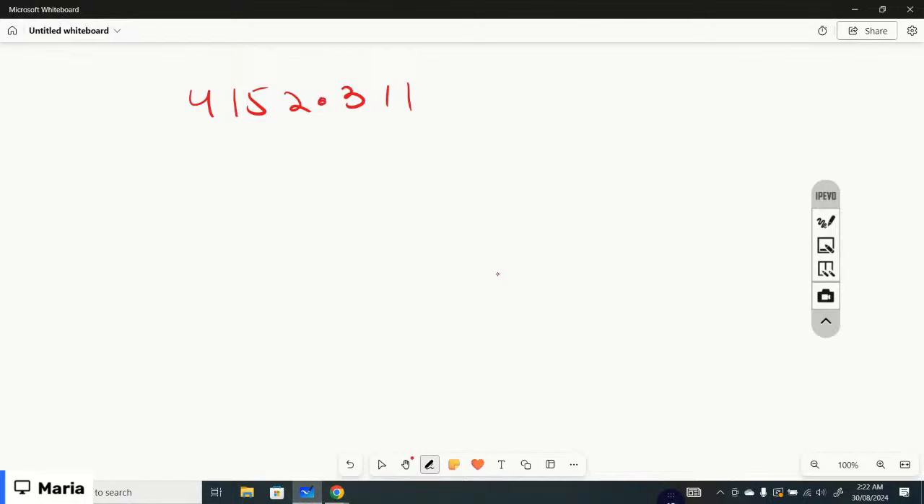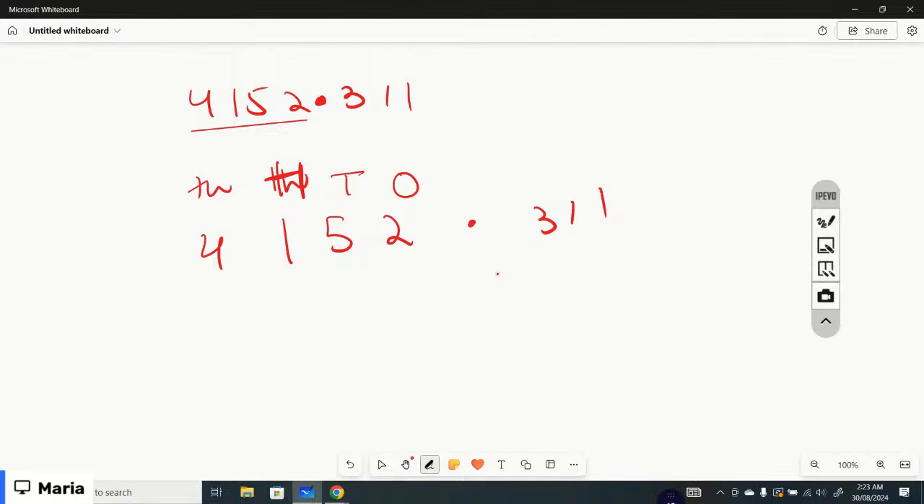So here is the decimal point. This is the number we know earlier. 2 is at the ones position, 5 is at the tens position, 1 is at the hundreds position, and 4 is at the thousands position. This is the number we know earlier. Now you have a decimal point, and you have 311.